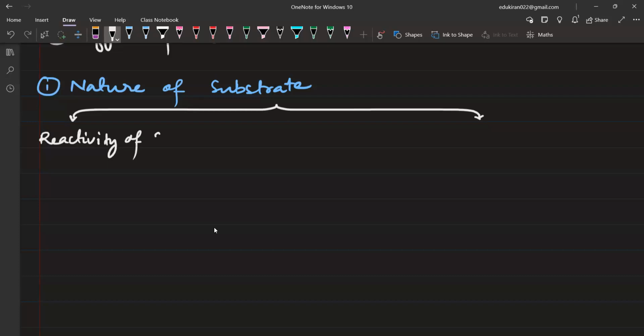The reactivity of SN1 and the reactivity of SN2. Now, when we talk about the SN1 reaction, we have seen that it happens via the intermediate carbocation. And the reactivity of SN1 is directly proportional to the stability of carbocation.